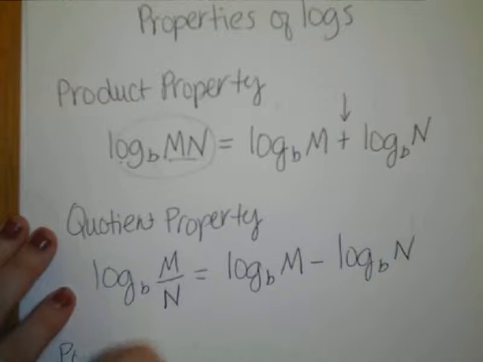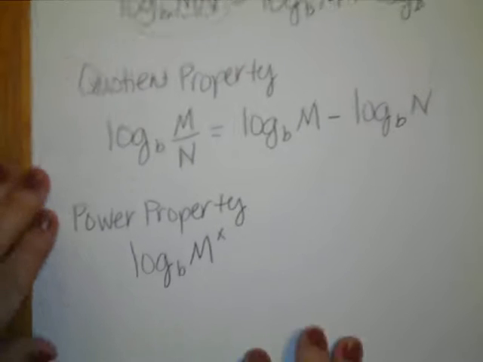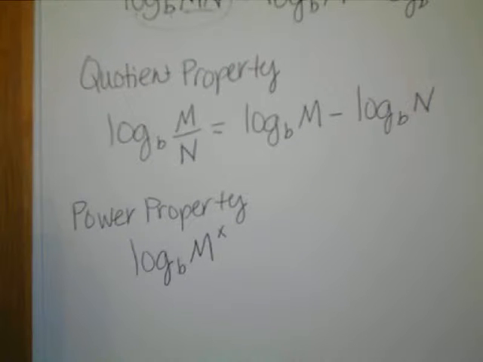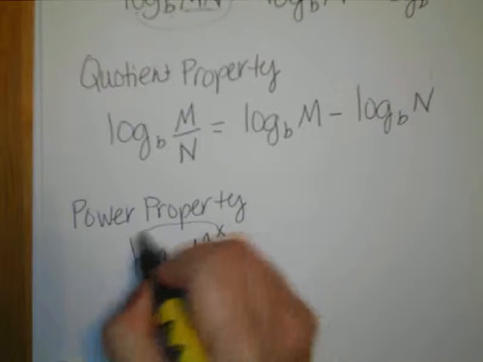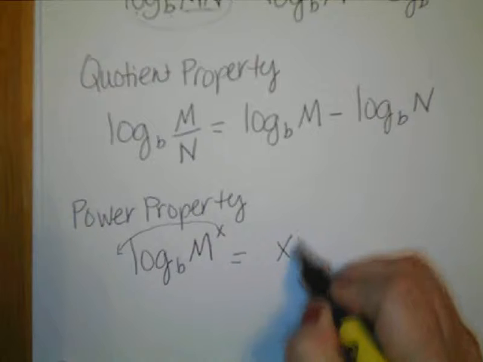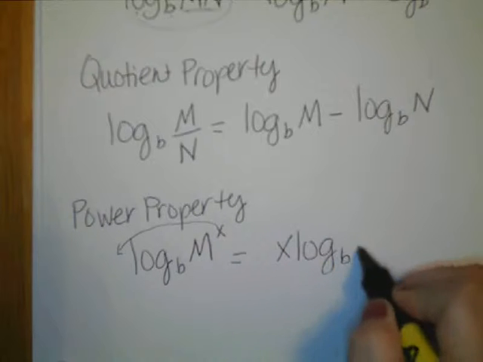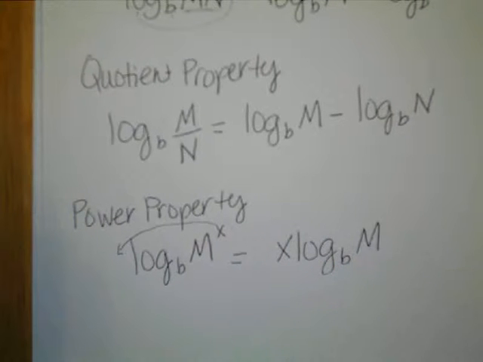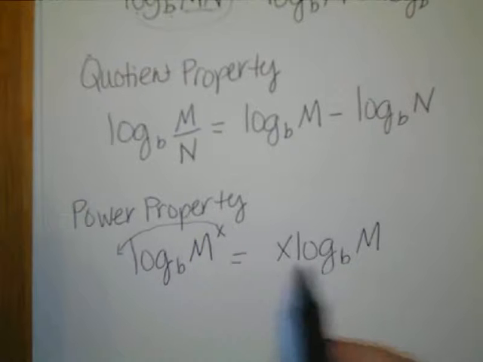Power rule, or property of logs. One single log that has an exponent in it. The rule says that I get to bring this exponent out front. So I get to rewrite it with the same base, but I get to bring this exponent out front as a multiplier of this log. That's what the power property says.